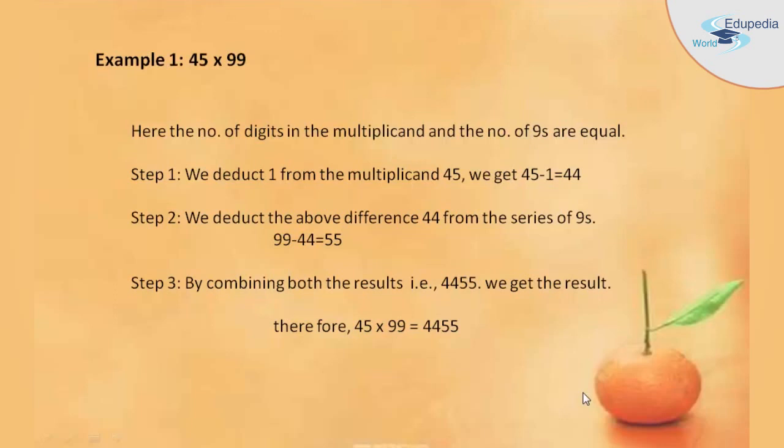So I think that you have understood pretty well how to use the shortcut, and I do wish that you use the same shortcut whenever you are multiplying a number with series of nines. And one more thing that you have to remember here is that you can use this shortcut when the number of digits in the multiplicand and the number of nines in the series of nines are equal.